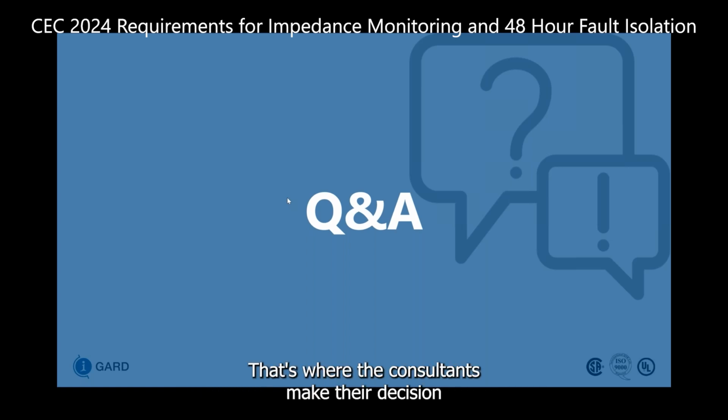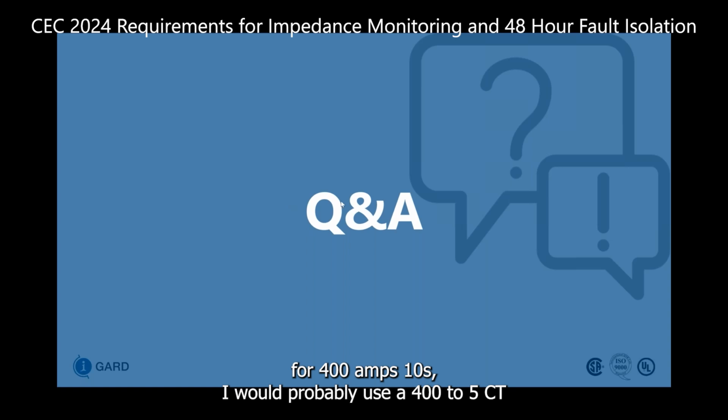That's where the consultants make their decision, and we just accommodate accordingly with our offering. But most typically, if I was using an LRG system for 400 amps 10 seconds, I would probably use a 400 to 5 CT just so I can get the full usage.